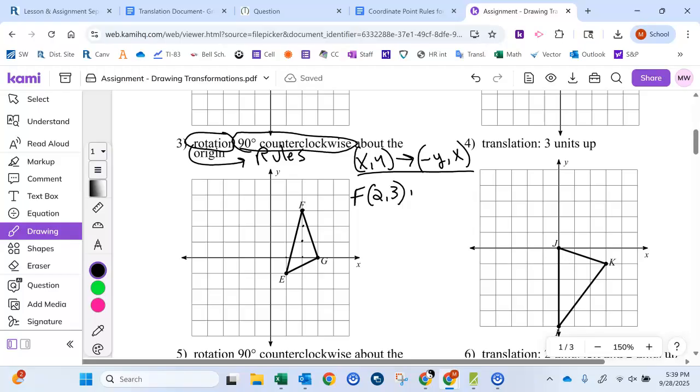Okay? So that means F prime is going to be what? So the Y is now here, but the sign changes. So that would be negative 3, right? That's this one, and the sign changes. X would be the same, but over here. So that means my F prime is going to be 1, 2, 3. Okay. So F prime, we're going to label it.